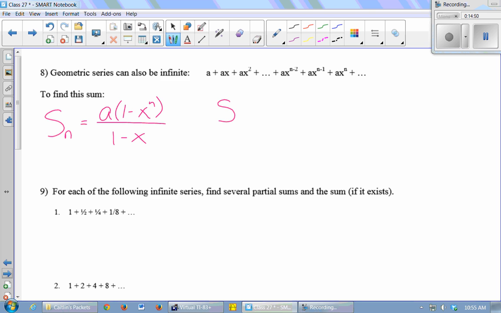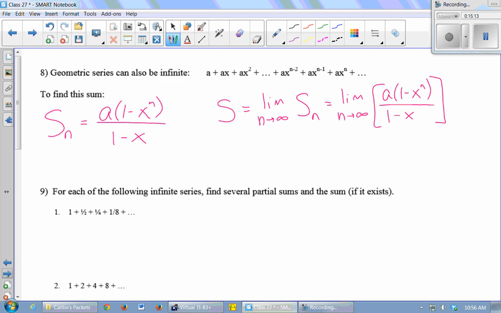So my sum, I'll just use S without an n on it to mean the infinite sum. That is the limit as n goes to infinity of the partial sums, which is the limit as n goes to infinity of a times (1 minus x to the n) over (1 minus x). All right, what does that equal? What is that limit as n goes to infinity?